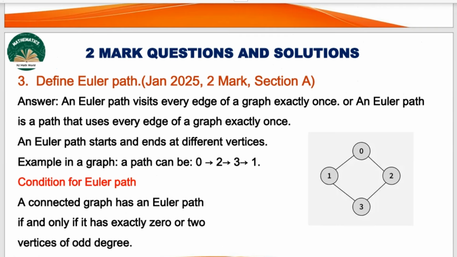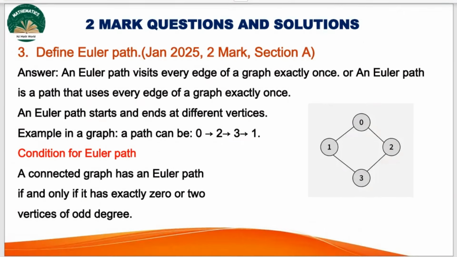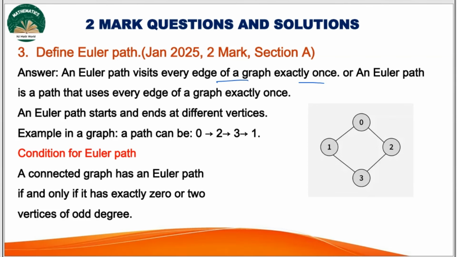Then moving on with the next question, you have: define Euler path. What is Euler path? An Euler path visits every edge of a graph exactly once, or an Euler path is a path that uses every edge of the graph exactly one time. Means we just move from 0 to 2, then 2 to 3, then 3 to 1. So this will be the Euler path.